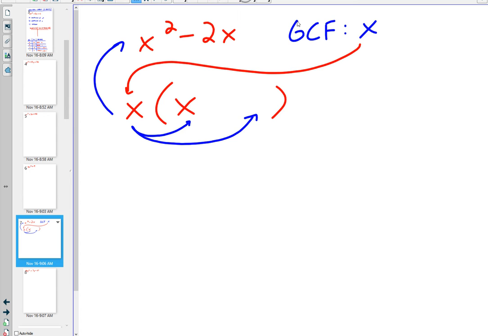If you wanted to think of it as division, what is x squared divided by x? It's x. What is negative 2x divided by x? Negative 2. So I don't want to distribute, but if I did distribute what I have here, then I would get what I started with.